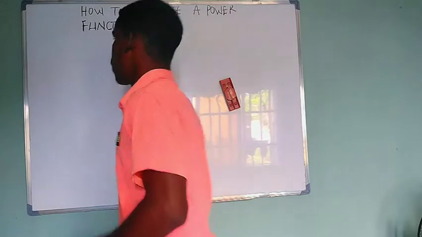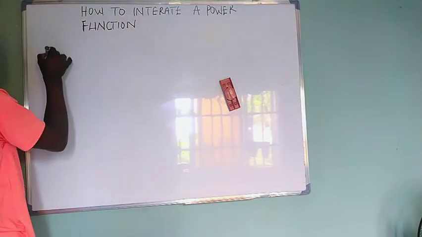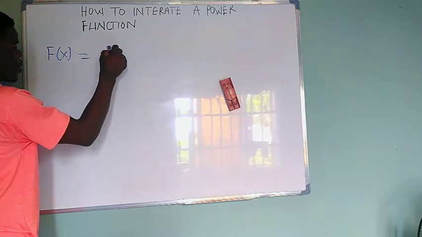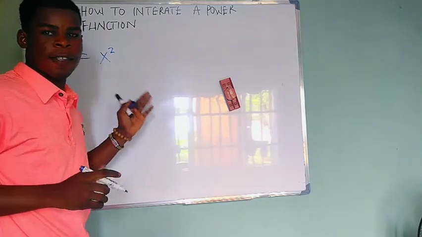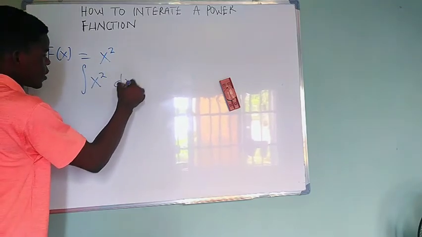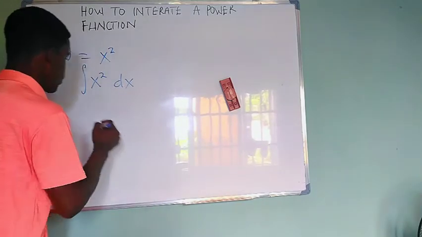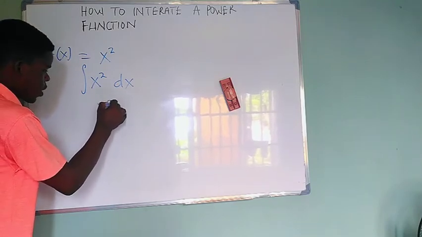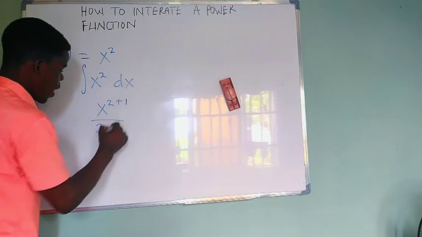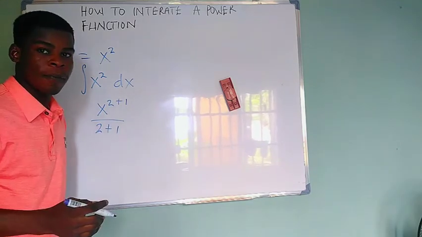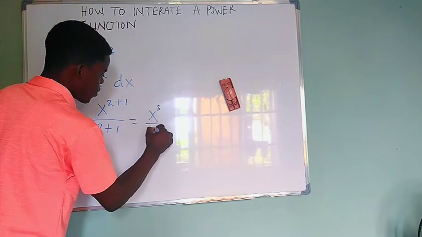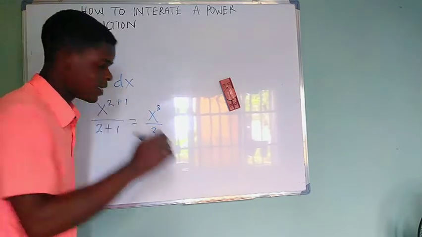If we have f of x given to be x squared, and you have to find the integral of x squared, we say the integral of x squared dx. How do we compute it? First of all, you go ahead and say x squared over 2. Remember, you add 1 to the power and you add 1 to the denominator. So what do you get? You have x cubed over 3, and you remember your plus c.